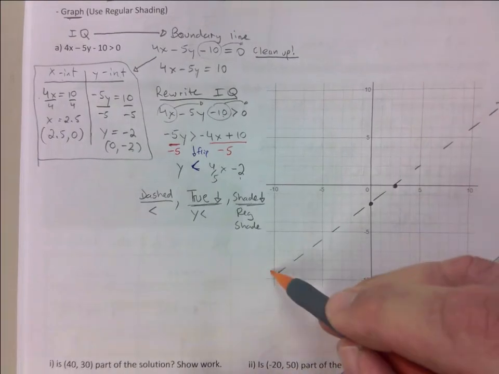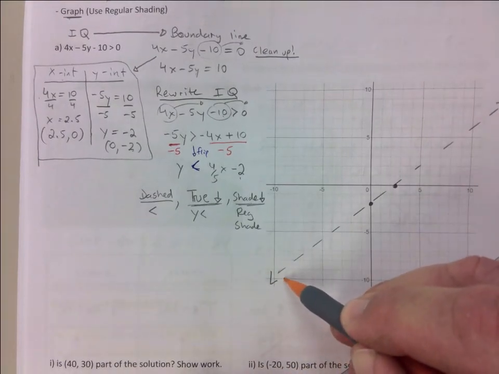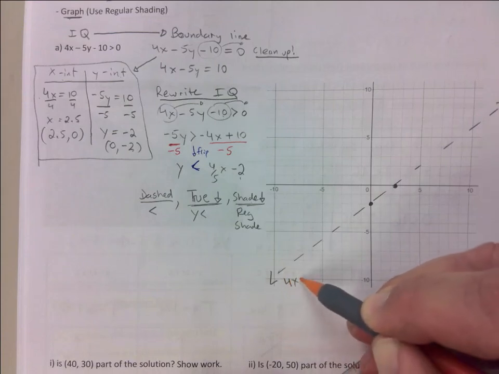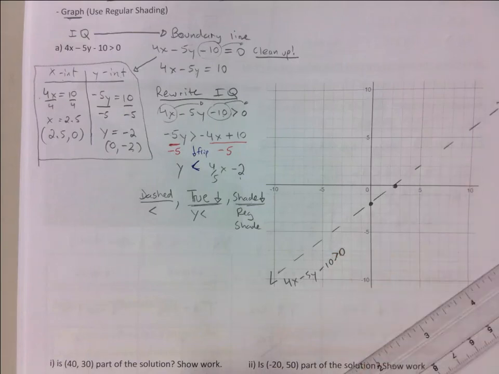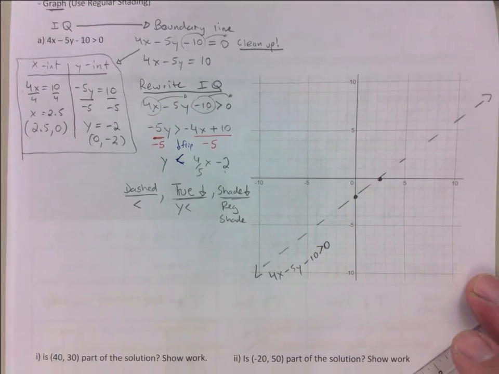Okay, so make sure it's dashed. I will write the inequality somewhere: 4x minus 5y minus 10 is greater than 0. Doesn't matter which version of the inequality you include.